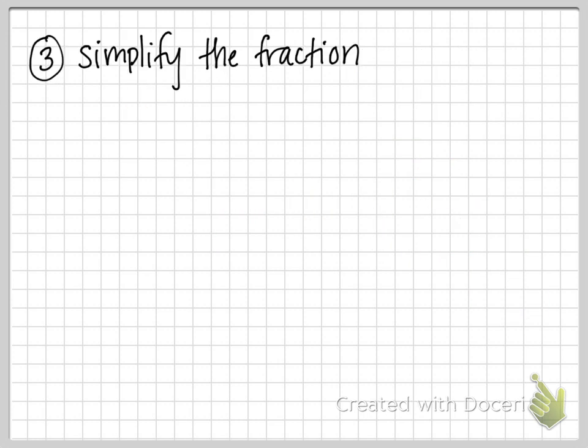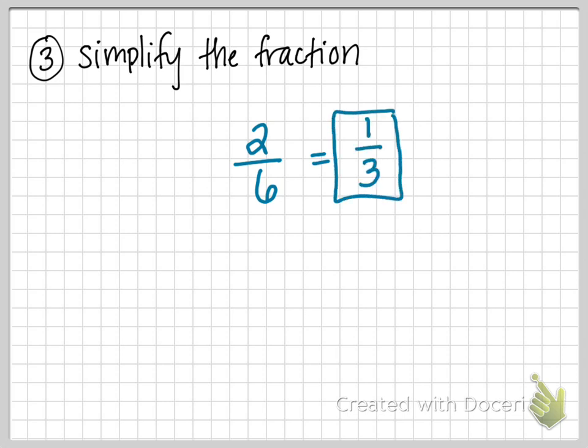And then, of course, simplify the fraction. So if you have something like, for example, 2 over 6, if that was your answer, you need to simplify that. These are both divisible by 2. So our simplified fraction is 1/3. So you always have to give your fraction in simplest form before you say that you're done.